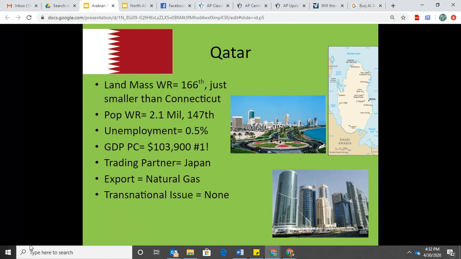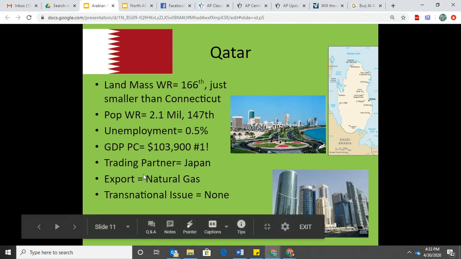Qatar is the number one ranked country in the world. I think this year maybe Liechtenstein might have taken over the top spot. Or Monaco, I can't remember, but I'll double check on that and put it in the video. When I made this PowerPoint, it was Qatar. Very similar type of buildings.